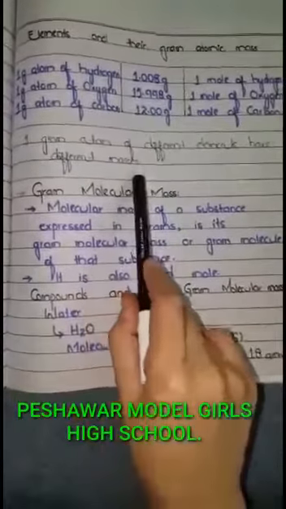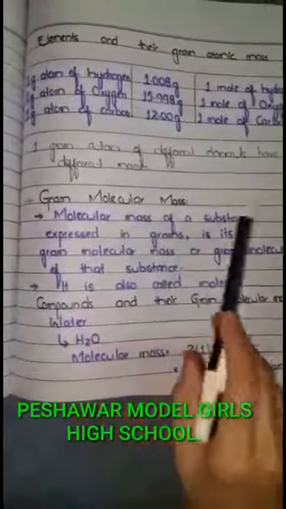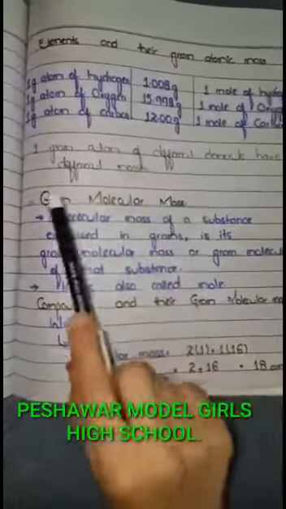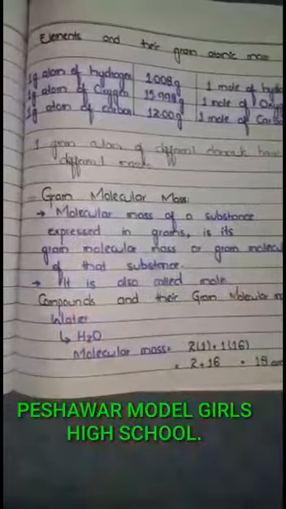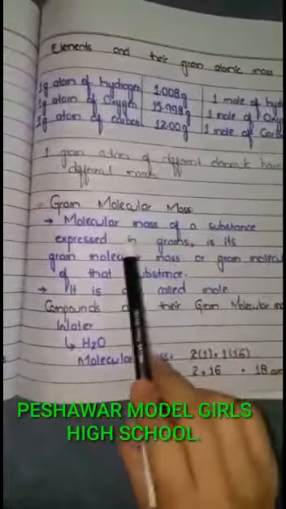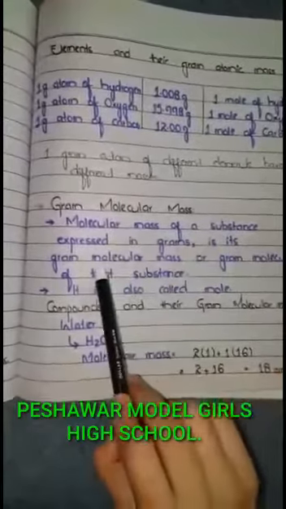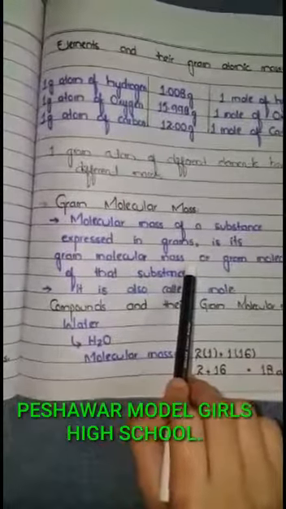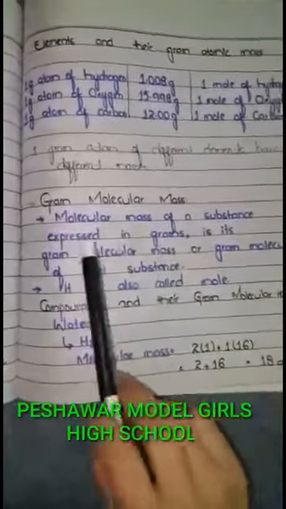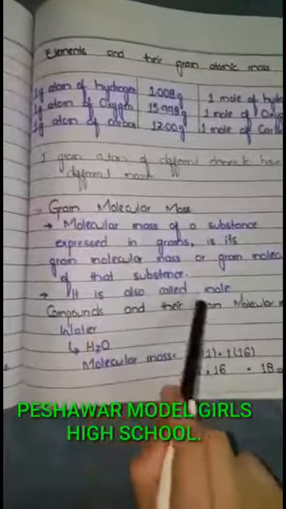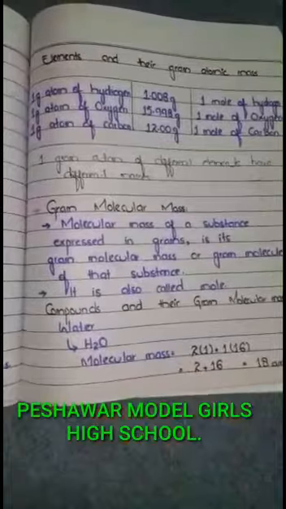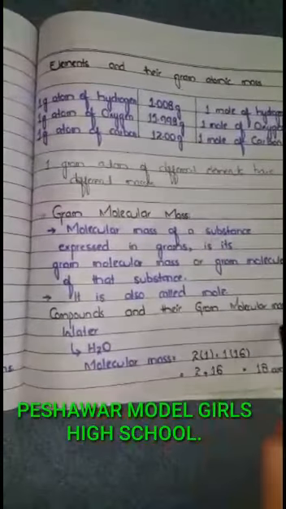Okay, now coming towards the gram molecular mass. The word is already showing you that here the molecular mass will be expressed in grams. So, this will be its gram molecular mass. So, the molecular mass of a substance when expressed in grams is its gram molecular mass, and we can also say that it is its gram molecule of that substance, and we are talking about grams. So, this is 1 mole of that specific molecule or compound. Now, here are some compounds with their gram molecular mass.